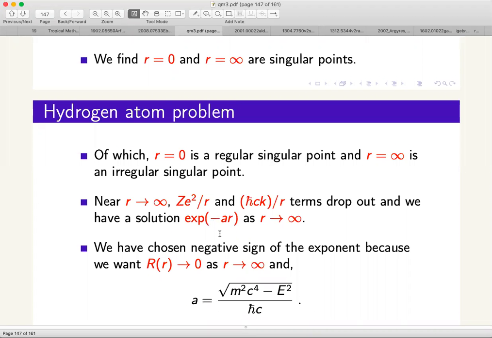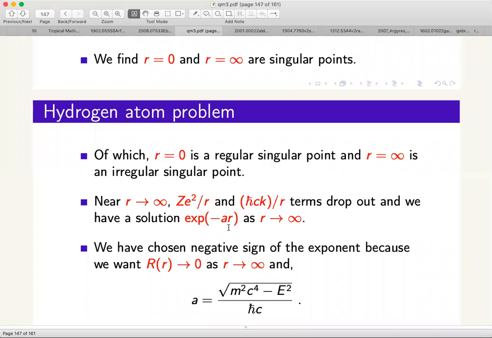Now this is a good behavior for us in quantum mechanics, but imagine if you had a plus sign, e to the plus ar. In that case, not only would e to the plus ar diverge, but any arbitrary derivative of e to the plus ar also would diverge at infinity. Essential singularity has this feature, that arbitrary derivatives of the function would also diverge.